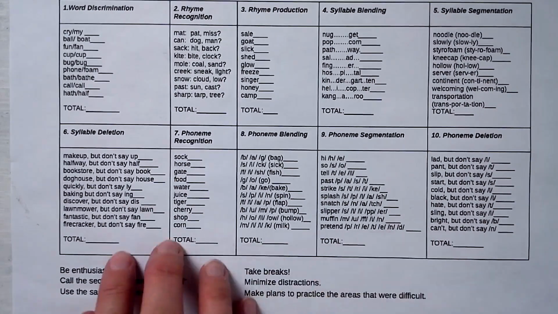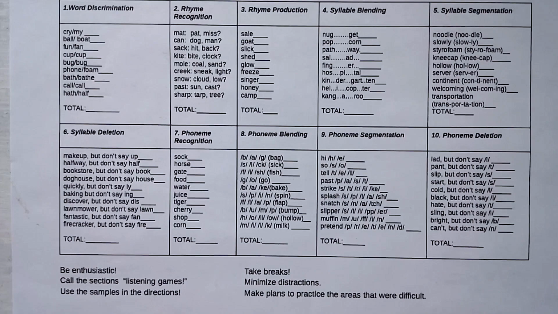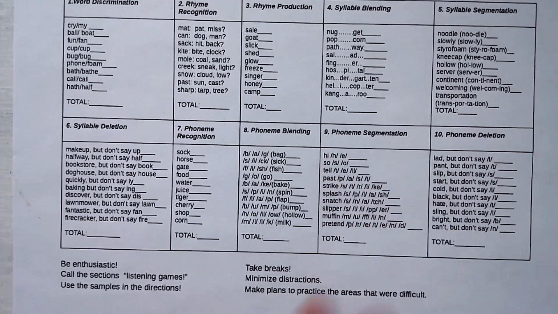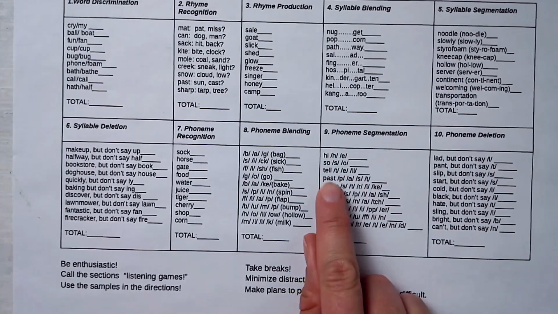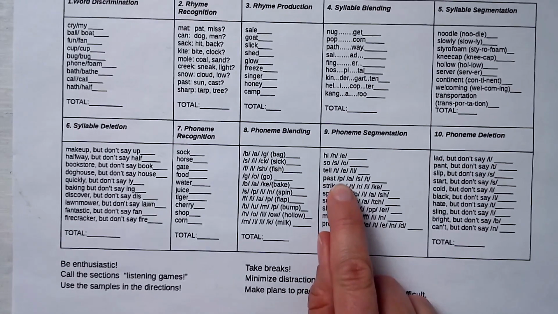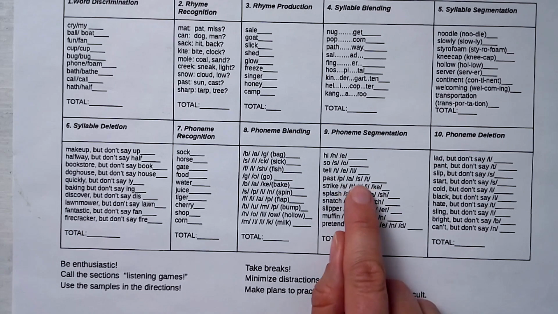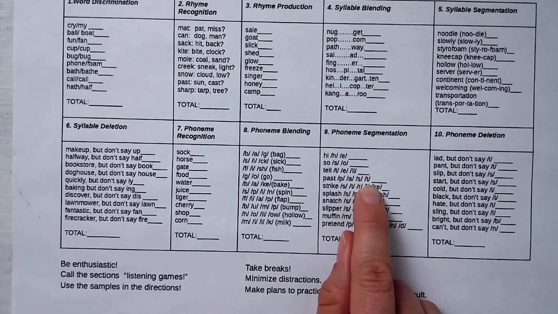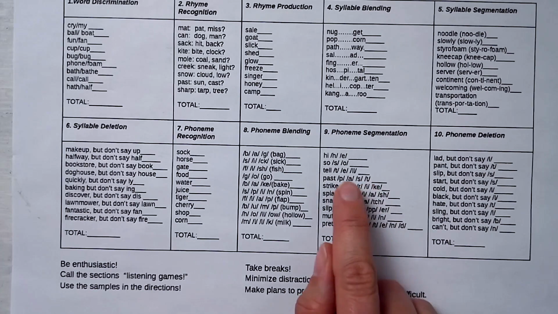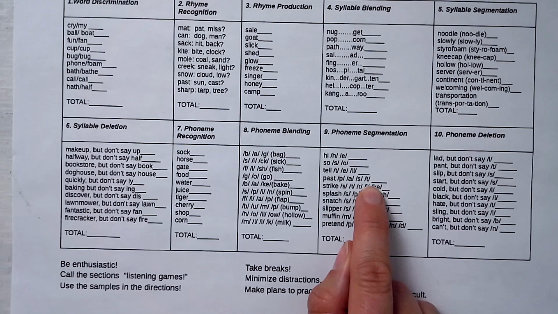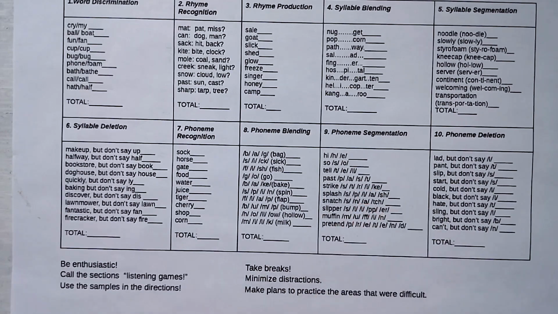So let's look at just some random examples here. We've got phoneme segmentation. So that is when you would tell the child the word past and they need to split it apart. S-t. And notice, the S and the T aren't exactly together when you do that. So if a child did this, st, that wouldn't be the correct way.